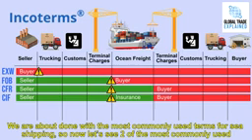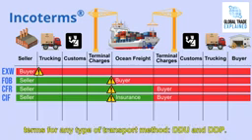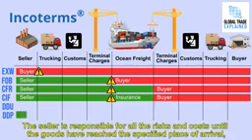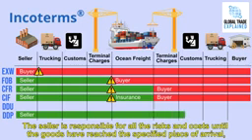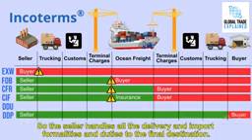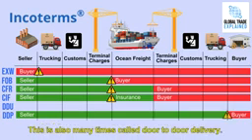We're about done with the most commonly used terms for sea shipping, so now let's see two of the most commonly used terms for any type of transport method, DDU and DDP. Let's talk about DDP first, which is delivery duty paid. The seller is responsible for all the risks and costs until the goods have reached the specified place of arrival, ready to be unloaded. So the seller handles all the delivery and import formalities and duties to the final destination. This is also many times called door-to-door delivery.